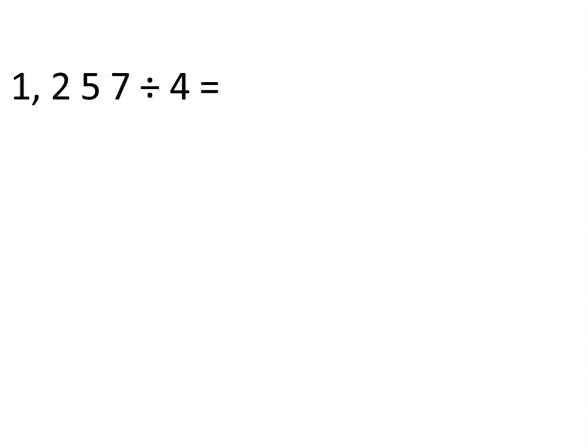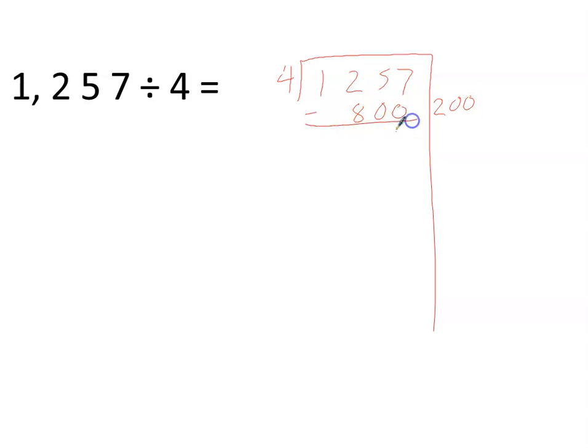Try another one. We got 1,257 divided by 4. Okay, 4 times 1,000 would be 4,000, so I can't do 1,000. Let's go to hundreds. I see 4 times 200, because 4 times 2 would be 8, and then 2 zeros on the end, so let's just go for 800. And I'm all the way down to 457. I can do 4 times 100. It would be 400. And I'm down to 57.